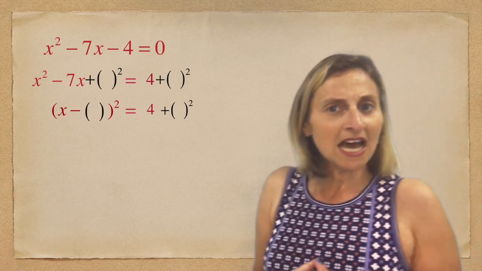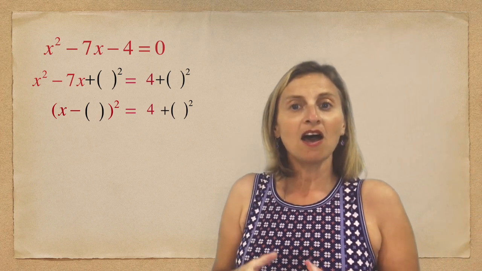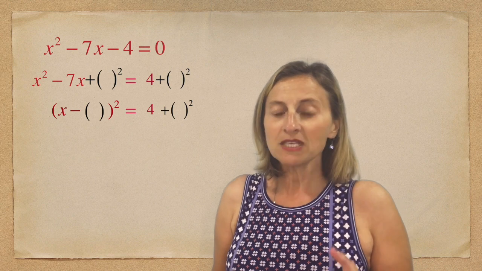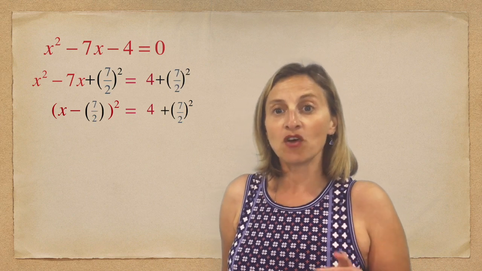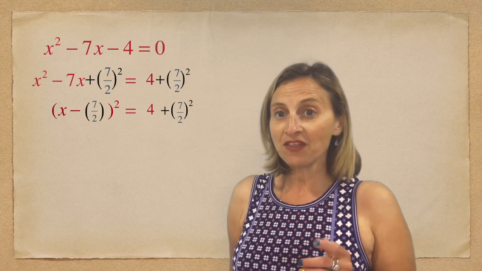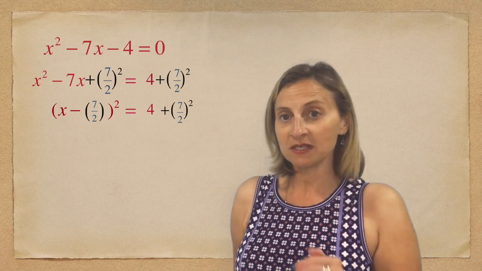Now remember what we need to add in all the brackets that we've set up? Half the number in front of the x. And what's half of 7? 7 over 2. Remember how we get that? 7 divided by 2 is the same as 7 over 2.